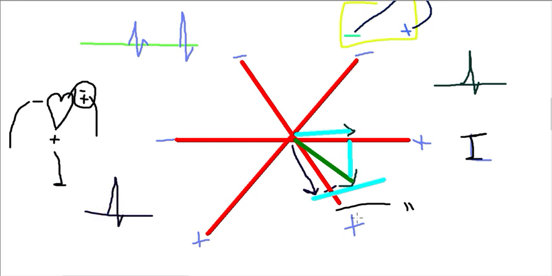In some abnormal conditions, you will see this QRS vector in this direction. As a result, its projection on lead 1 will be positive, but it will be negative in lead 2. It will also be negative in lead 3. As a result, it will be in the negative direction in lead 2 and lead 3.